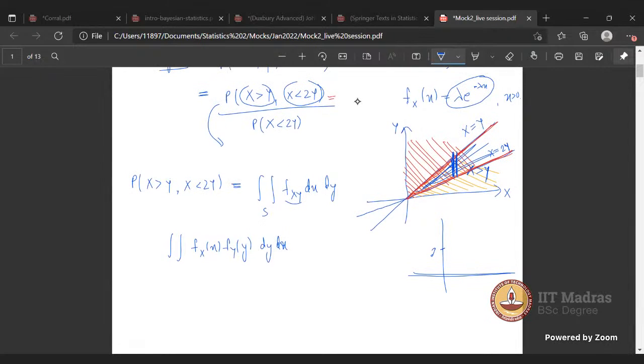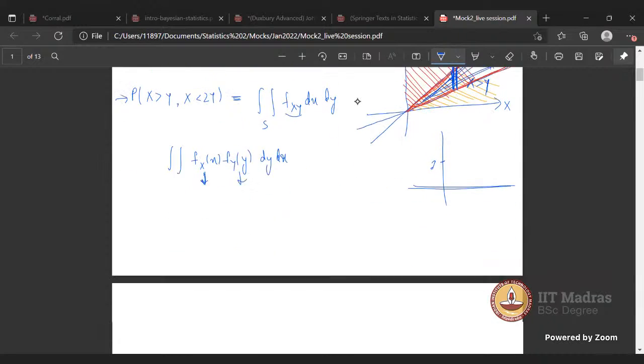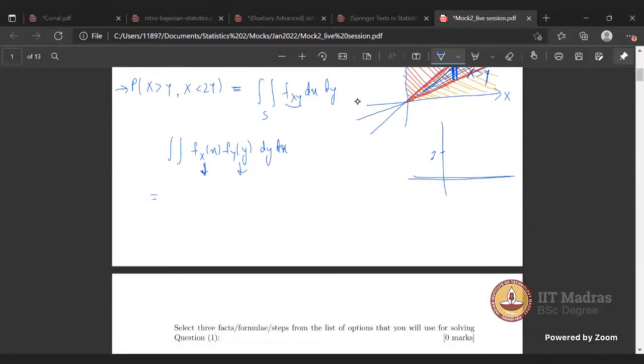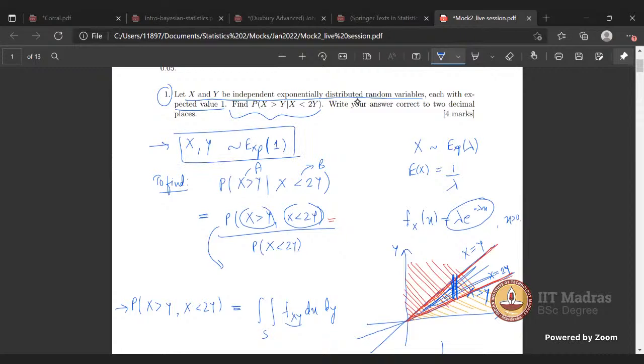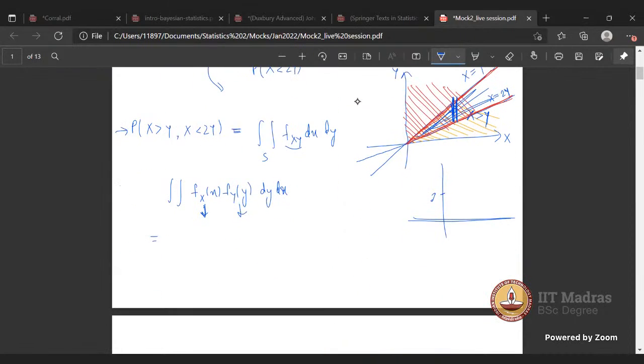So we had to find this probability, and we can write our joint probability as the product of marginals, because x and y were independent. Now we know the distribution of x and of y. Each of x and y is exponential 1, so lambda is going to be 1. So e to the power minus x, e to the power minus y, dx, dy, right?